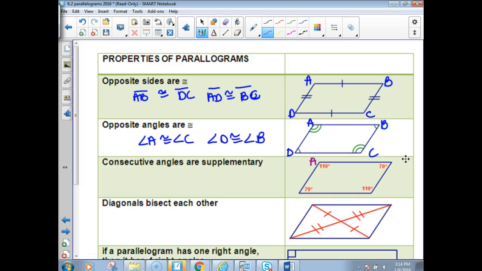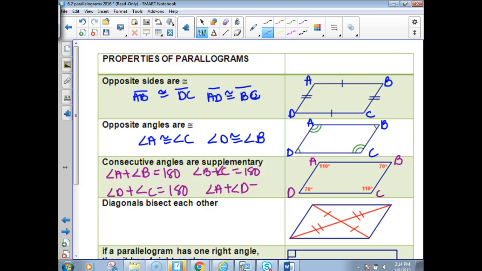If I label this ABCD, we said consecutive angles are supplementary. So I'm just going to write angle A plus angle B. I'm not even writing the measure because I want to simplify this. Some books don't require that you write measure. Angle A plus angle B is 180. Angle B plus angle C is 180. Angle C plus angle D, the bottom two, equal 180. And the left side, angle A plus angle D is 180.